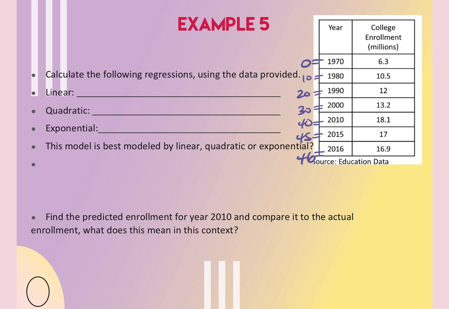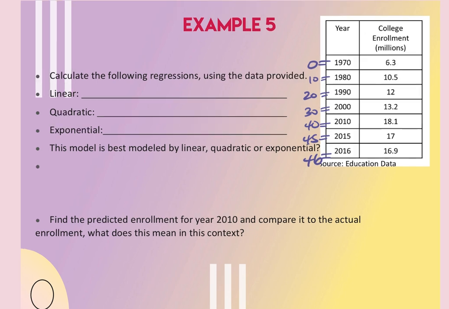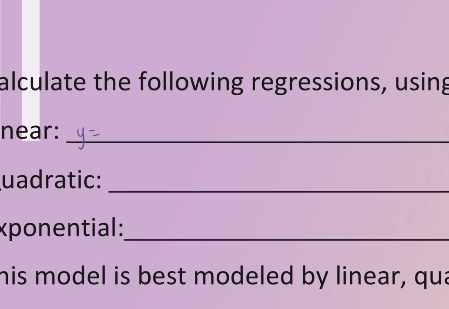And then it actually wants you to run each of those regressions. So I'm going to run them, but I'm also going to note on the side the R-squareds. So calc, linear, and I'd get y equals 0.229x plus 7.170. And my r squared is 0.93885, and so on.